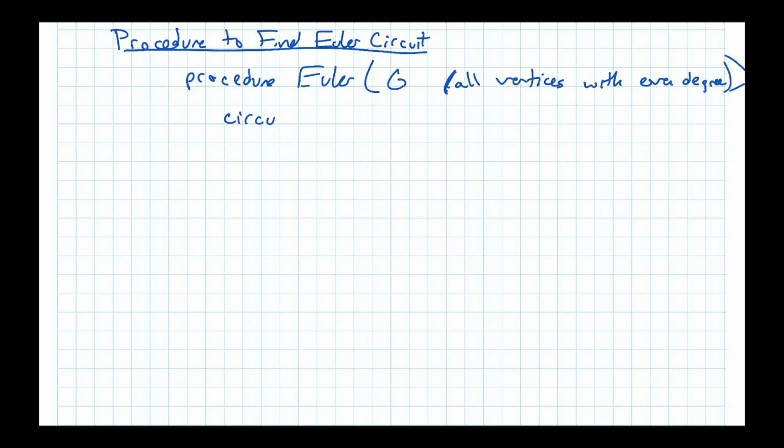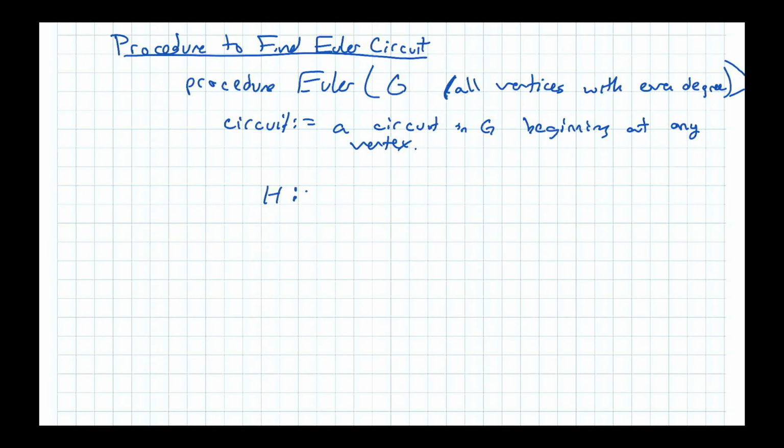And then this is the procedure. It says circuit equals a circuit in G, beginning at some vertex. And then from there, it defines a new graph H to be G with all edges from the circuit removed.